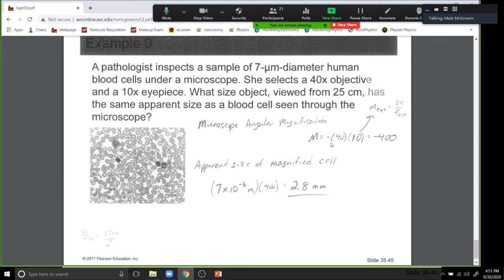And so what we end up getting here is we multiply those together, we get a negative 400. So this image is flipped, but it's 400 times larger. The objective is able to magnify things by a factor of 40, again because we're putting our sample very near the focal length, so it creates a huge magnification. Likewise, when the image is formed, it's placed very near the focal length of the eyepiece, so we end up with this very large value for magnification. So if we have a 7 micron diameter human blood cell under the microscope, it will be flipped and it will be approximately 2.8 millimeters. That's how it will appear to your eye. It will look the same as an object that is 2.8 millimeters, simply by combining those two magnifications together.